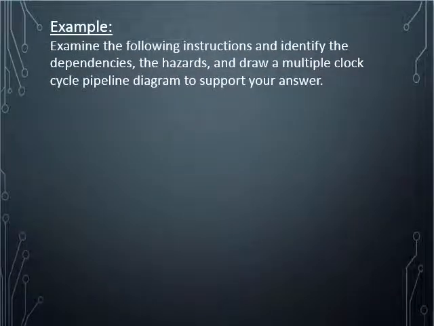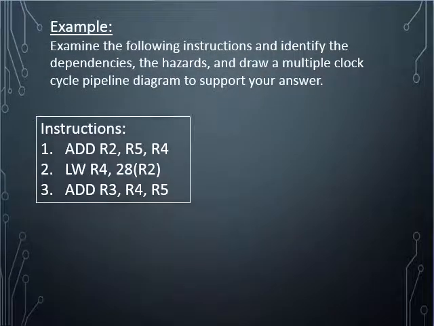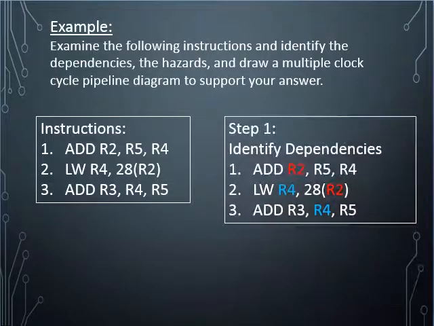To conclude what we've learned, let's look at one complete example. We are asked to examine the following instructions and identify the dependencies, the hazards, and then draw a multiple clock cycle pipeline diagram to support our answer. One approach to this problem is to first identify all the dependencies. We see that register 2 is used in instruction 1 and instruction 2. So this is our first dependency. Then register 4 is used in instruction 2 and 3. So we have two dependencies. Sometimes it can be difficult to visualize if a dependency is a data hazard, so the next step should be to draw out the clock cycle diagram.